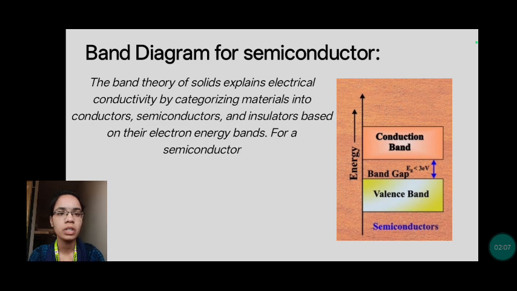Band diagram for semiconductor. The band theory of solids explains electrical conductivity by categorizing materials into conductors, semiconductors and insulators based on their electron energy bands. For a semiconductor, band diagram: valence band, conduction band, band gap, Eg less than 3 electron volt.